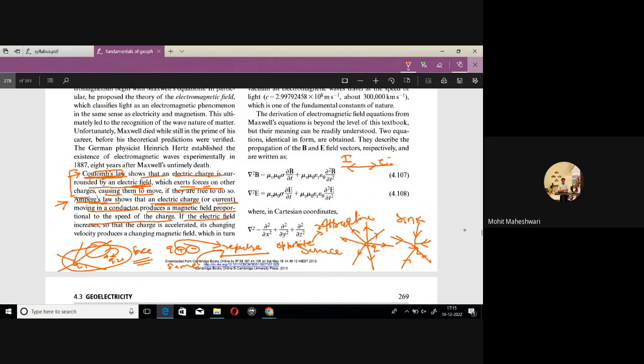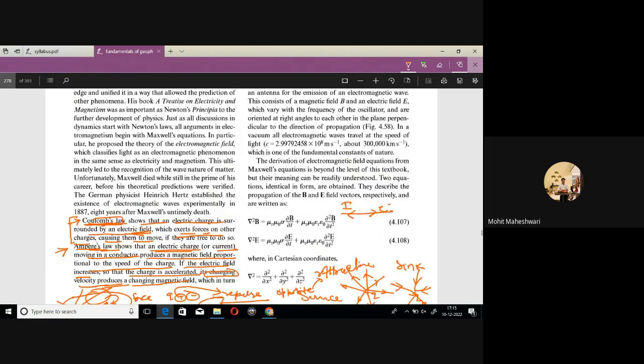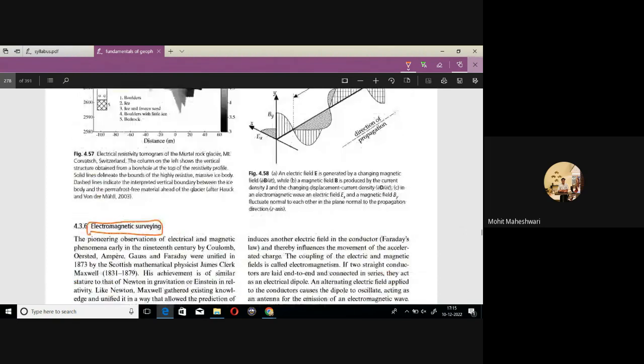If the electric field increases so that the charge is accelerated, if the electric field is increasing, the charge will be accelerated, and you know that a changing electric field will produce a magnetic field. So this is one thing which is very, very important. A changing velocity or changing electric field will produce a changing magnetic field, which in turn produces an electric field. So this is the basic phenomenon of the electromagnetic force.